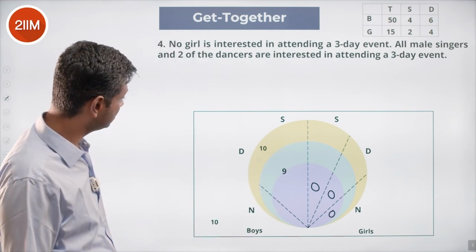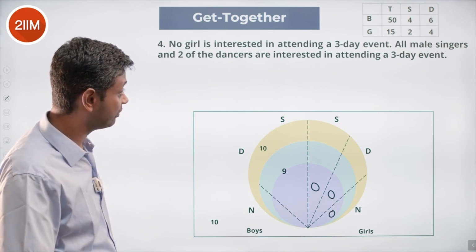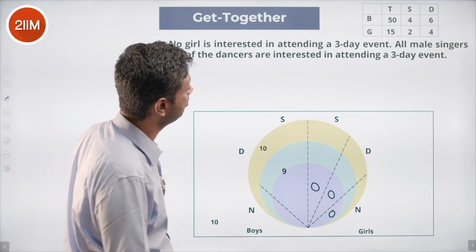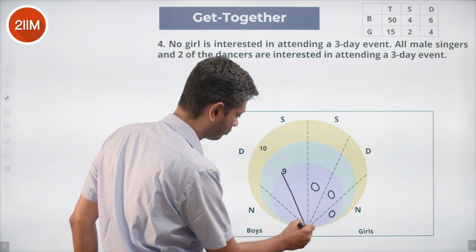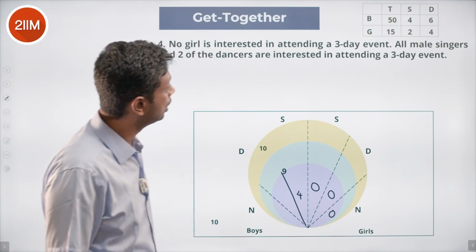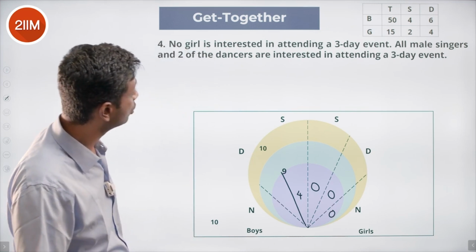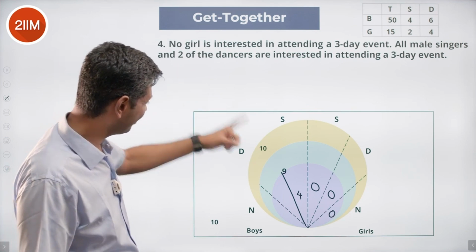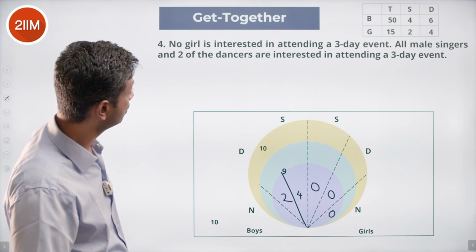All male singers and 2 of the dancers are interested in attending a 3-day event. All male singers. How many male singers are there? 4 male singers are there. So let's draw a line here. Make this 4. And 2 of the dancers. Dancers have to be male because female is 0. 2 of the dancers are here.